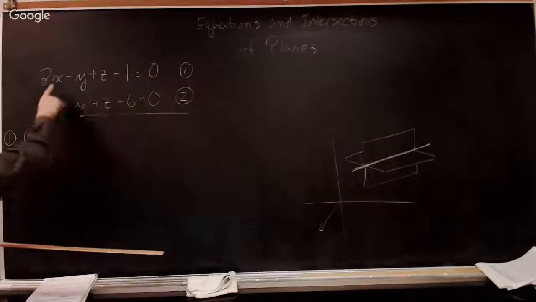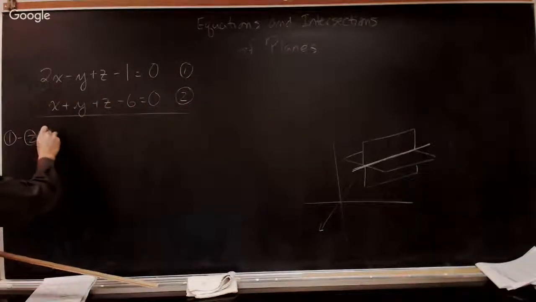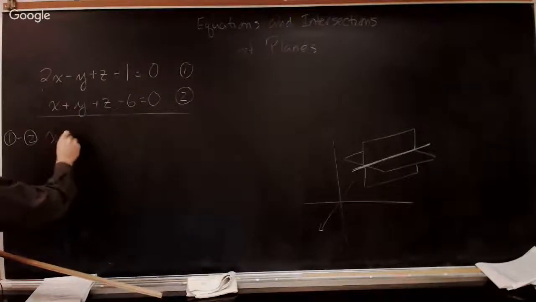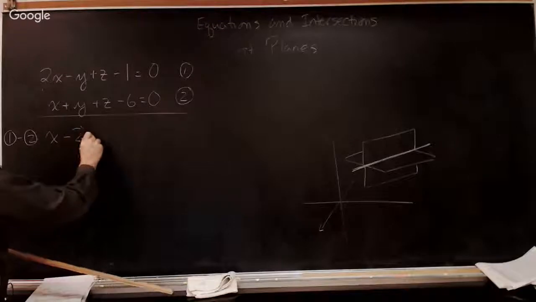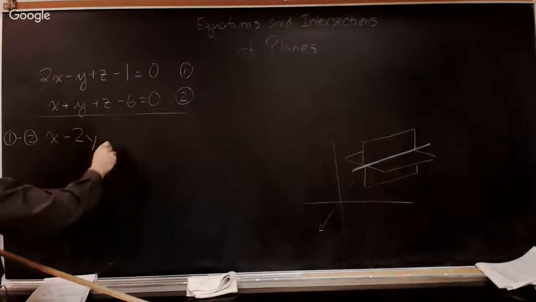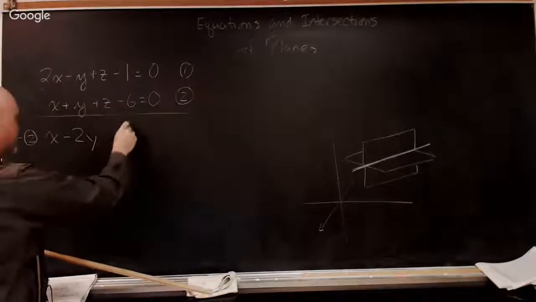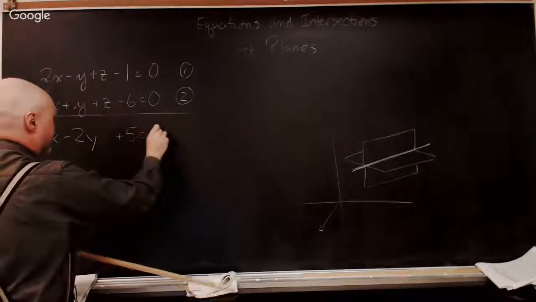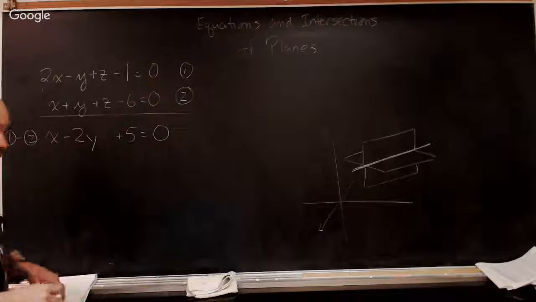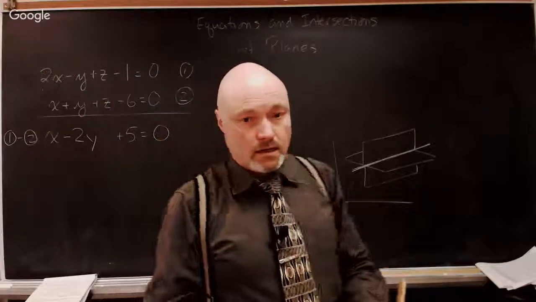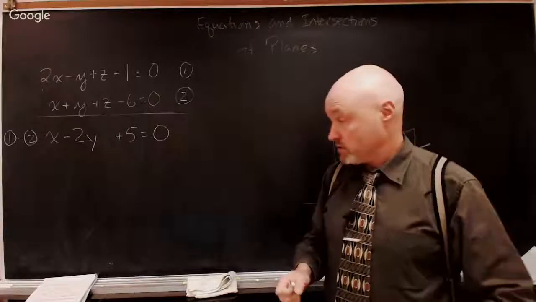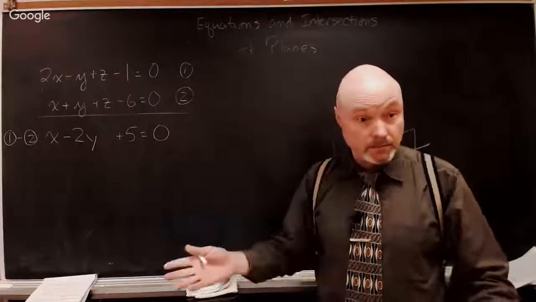Okay, so 2x minus x is x. Negative y, subtract positive y, is negative 2y. Z minus z is 0. Ha ha, got rid of it. And negative 1 minus negative 6 is positive 5. And that is all equal to 0. So when we're looking at the intersection of two planes, this is pretty much as far as we can eliminate things.